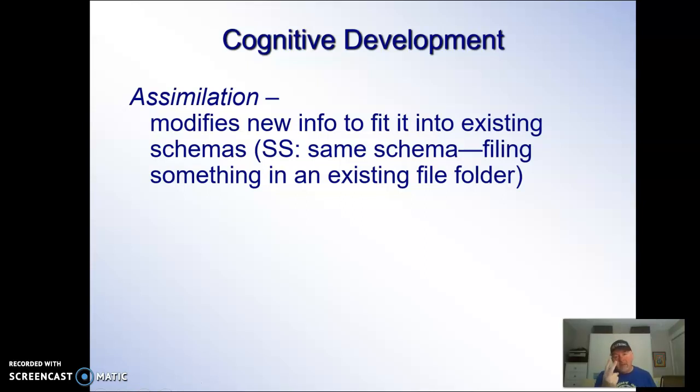So there are two things that go on with schemas. The first is assimilation. And the mnemonic that I have here is there are two S's here, and the S's stand for the same schema. All you're doing when you assimilate new information is you are taking the new information and putting it in an existing file folder or on an existing shelf in the bookshelf. So let's say you watch a new movie and the new Marvel movie comes out. And you say, well, I have a shelf built for Marvel movies, right?